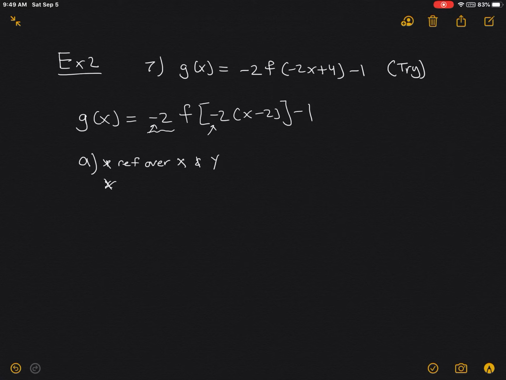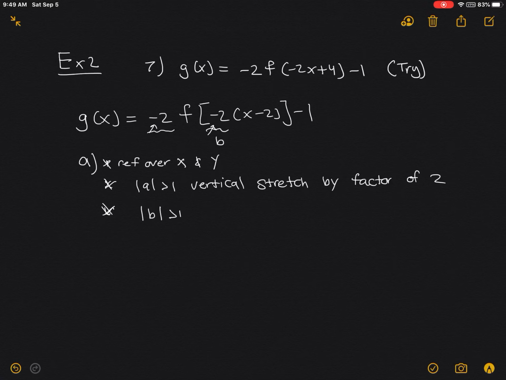This number right here changes the size of the graph vertically. Because the absolute value of a is greater than 1, it's a vertical stretch by a factor of 2. This number, which is your b value, absolute value of b is greater than 1, is a horizontal, not a stretch, but a horizontal shrink, or you can say compression. Doesn't matter which word you use, either one's fine.